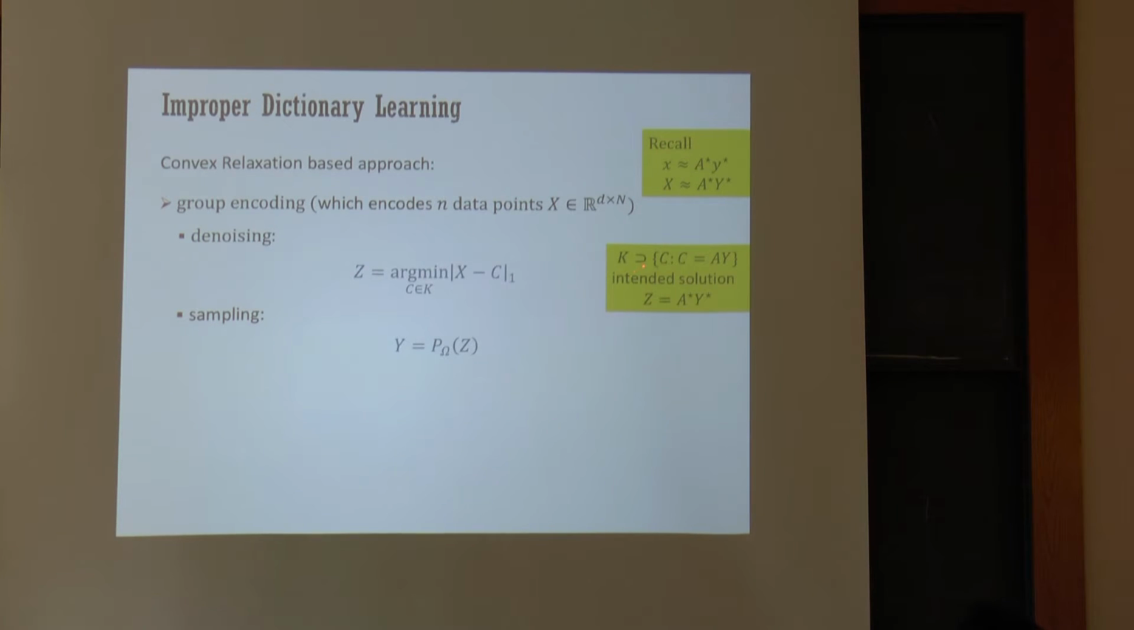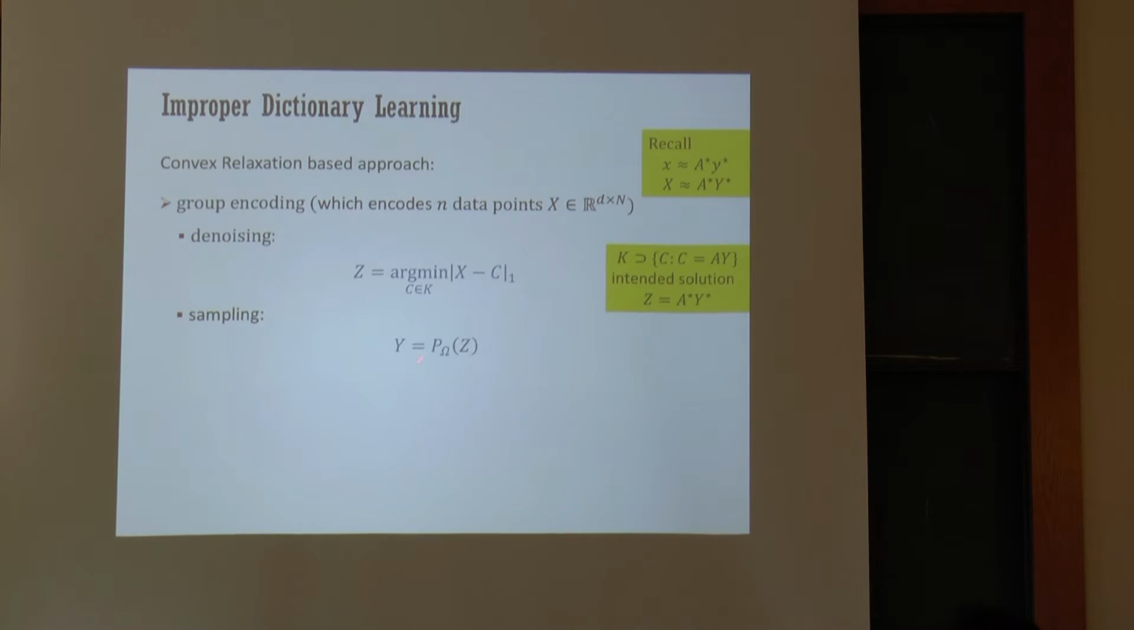So in some sense, the intended solution of this optimization is that Z is A star Y star, and K is going to be designed as a set that contains all of the matrices C such that C is representable as A times Y. Of course, A and Y satisfy those constraints, like A has infinity norm less than 1, Y has sparsity less than K, and so on and so forth. So in some sense, this first step is trying to remove all of the noise in this approximation and get A star times Y star. Of course, we cannot do that exactly, but we're going to talk about that.